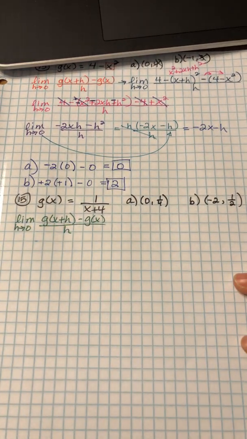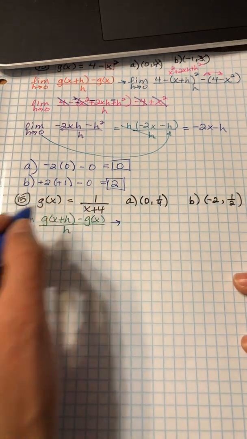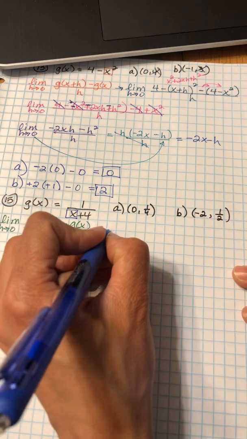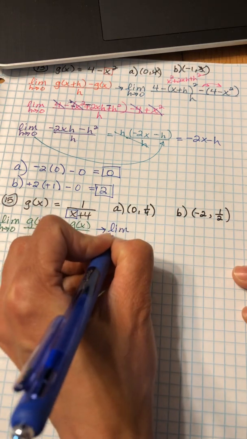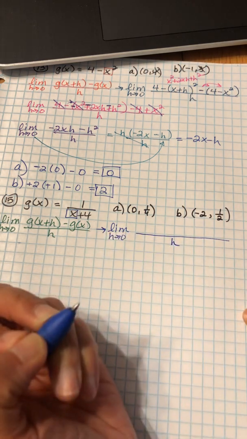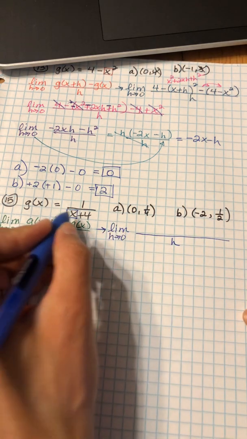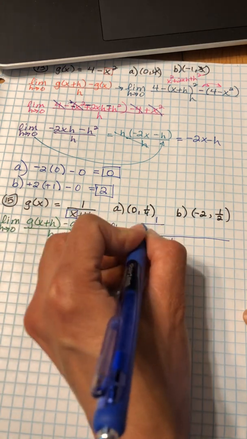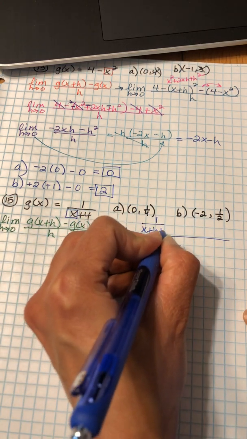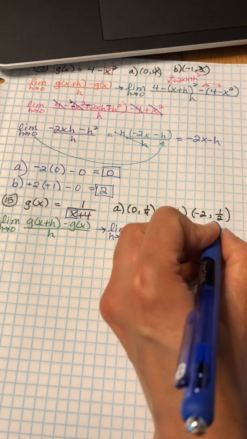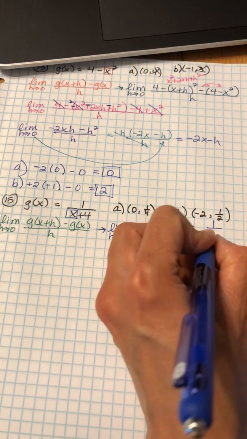Let's go ahead and plug in the x plus h for the x there. We are going to have a fraction over a fraction. So we're going to have the limit as h approaches 0. So obviously everything's going to be all over h, okay? And then we need to plug in x plus h for that function there. So that's 1 over x plus h plus 4, minus 1 over x plus 4.